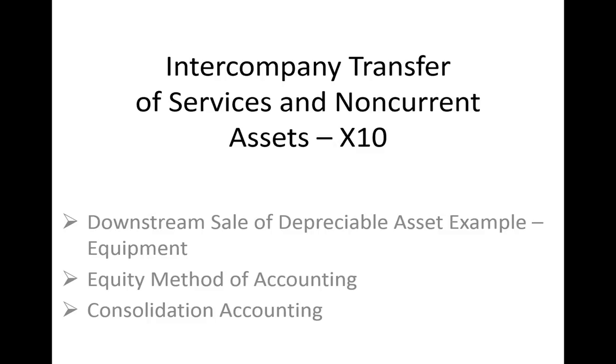Intercompany transfer of services and assets. We're going to conclude our downstream sale of equipment example, and we're going to combine the equity method of accounting and consolidation accounting, and that's going to take place in year X10, and we'll conclude it with a sale in X11.